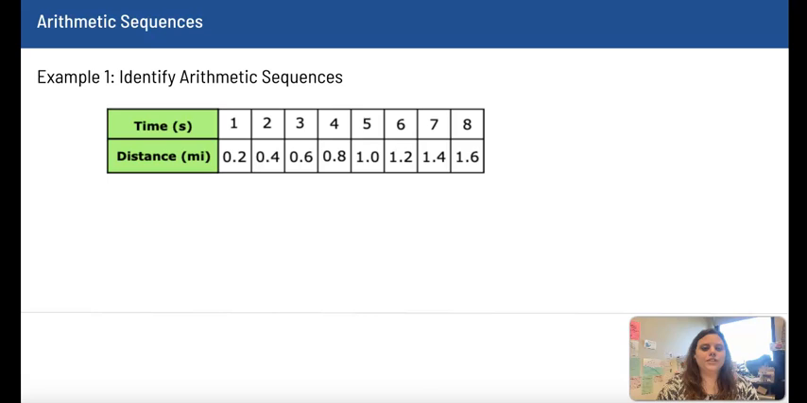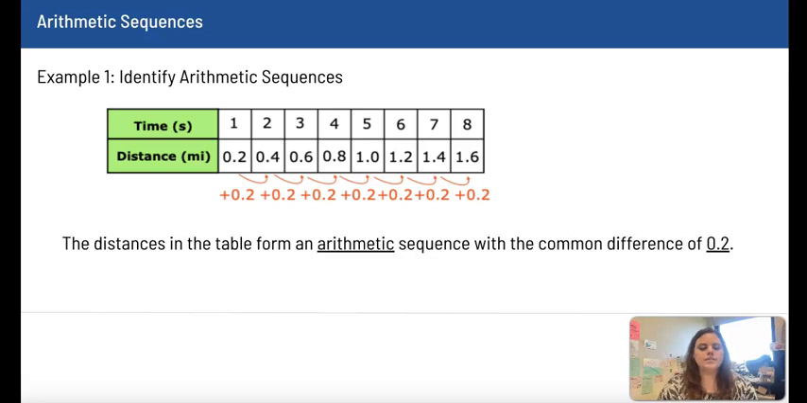Let's look at our first example, identifying arithmetic sequences. Here we have a table representing times from 1 to 8 seconds and distances from 0.2 miles to 1.6 miles. If we look from each term to the next, looking at those distances, we see that they are each increasing by 0.2 miles. This is what tells us that the distances in this table form an arithmetic sequence, where they have a common difference of 0.2, since we are adding 0.2 each time.